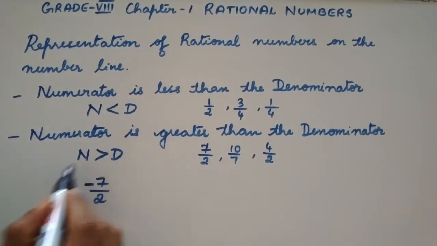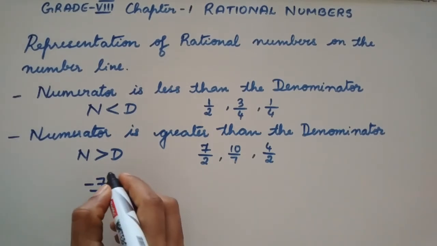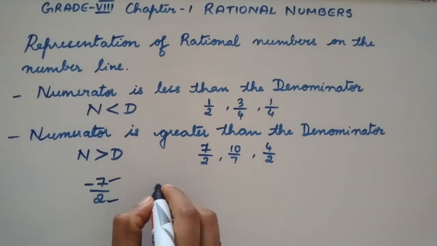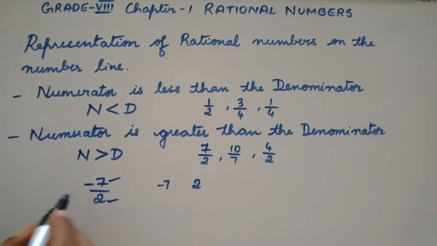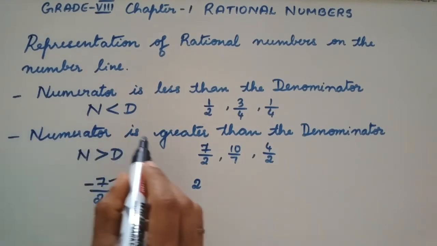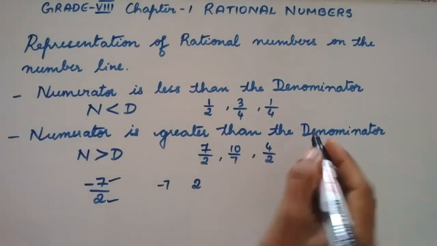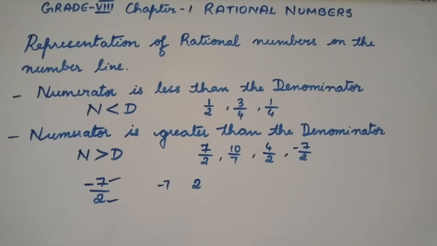But what about minus 7 by 2? So here, while we are representing minus 7 by 2, we compare only the numbers 7 and 2 and not minus 7 and 2. So here minus 7 by 2 will come in the numerator is greater than the denominator category. So minus 7 by 2 falls in the category numerator is greater than the denominator.